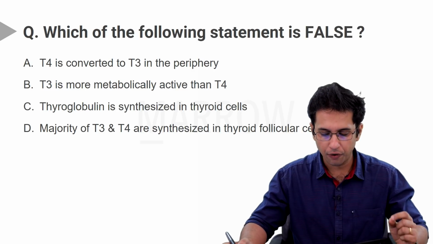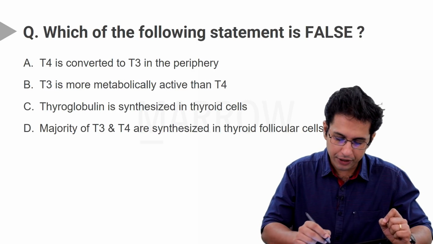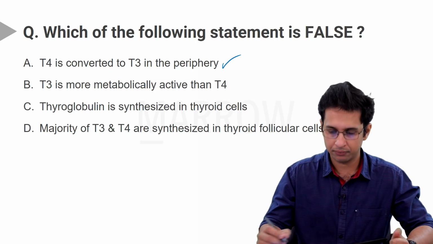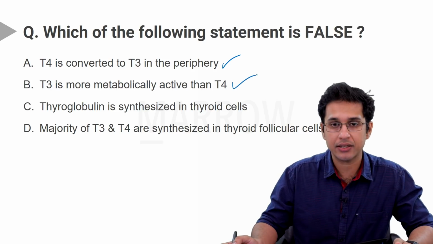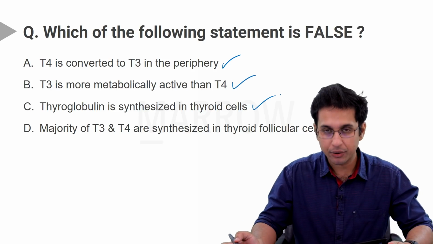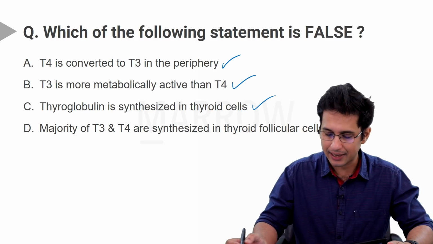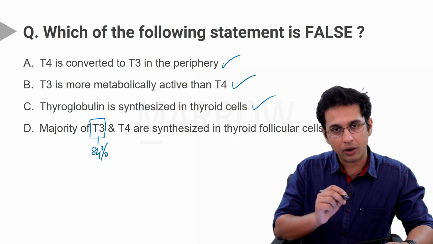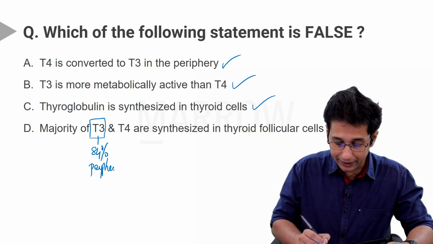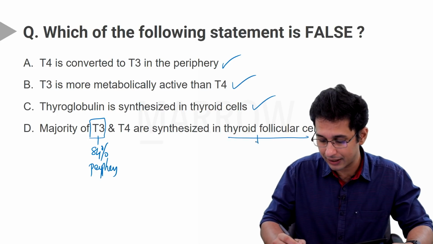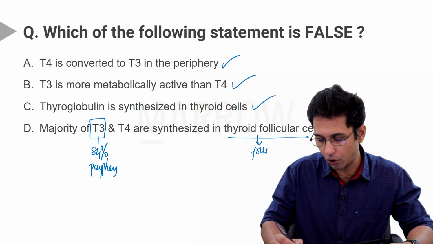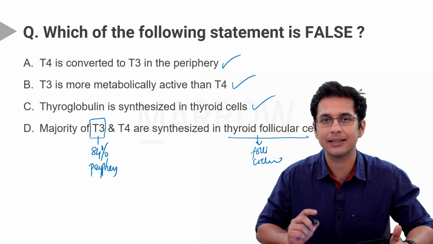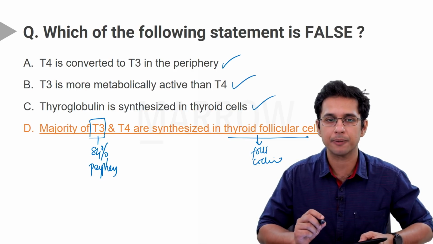Alright, now next question. Which of the following statements is false? T4 is converted to T3 in the periphery. T3 is more metabolically active than T4. Thyroglobulin is synthesized in the thyroid cells, of course. Majority of T3 and T4 are synthesized in the thyroid follicular cells. No. Majority of T3, 84% of T3, occurs in the periphery. And if you want to dissect it further, you can even debate this. It's not in the follicular cells, right? It's in the follicle or in the colloid. Okay. So anyway, majority of T3 is not produced or synthesized inside the thyroid. It's actually in the periphery. So that forms the answer.